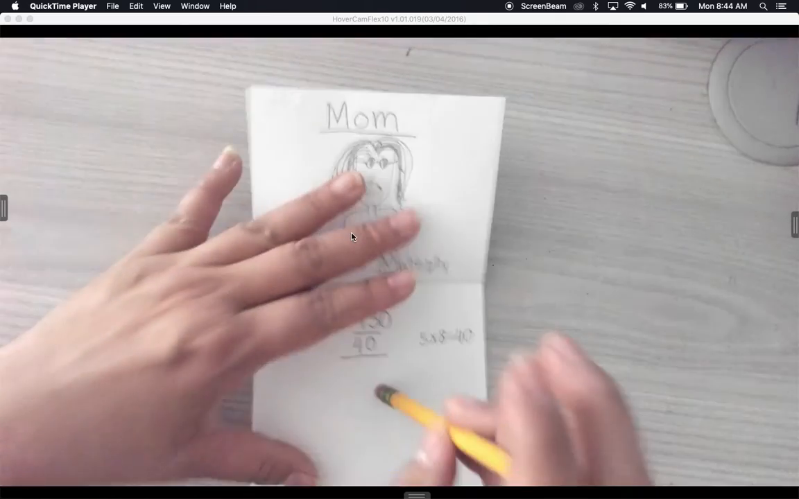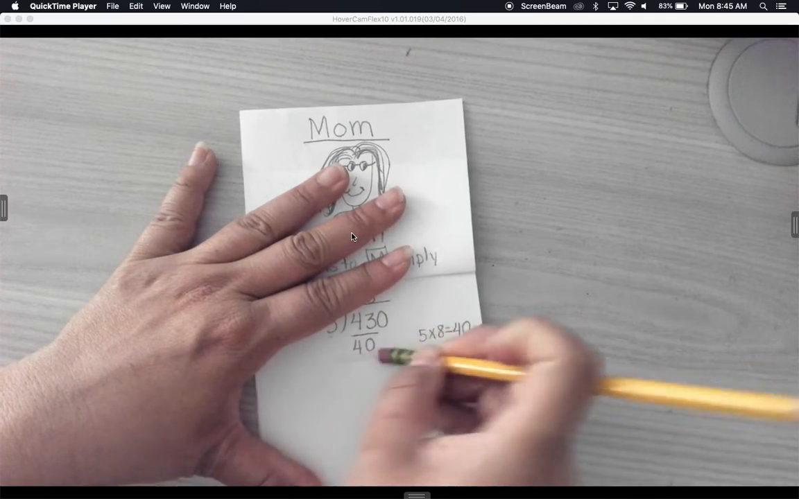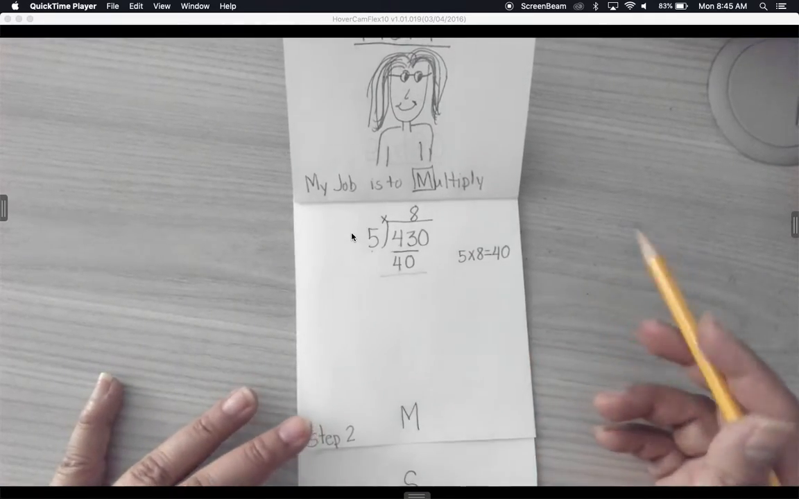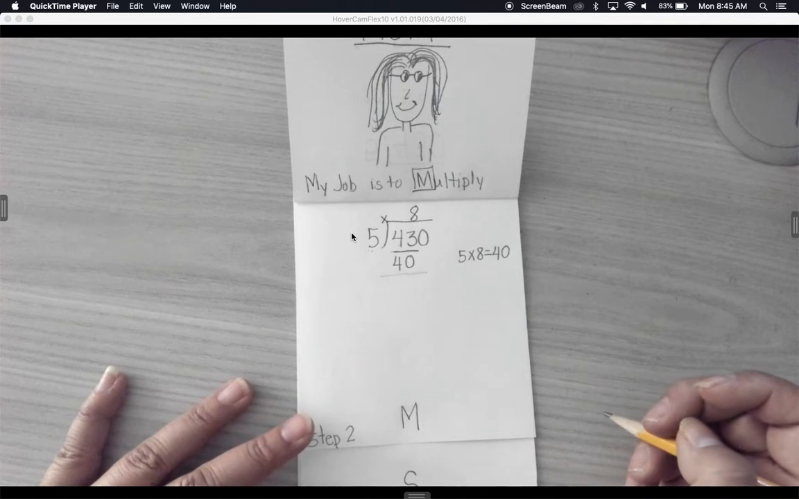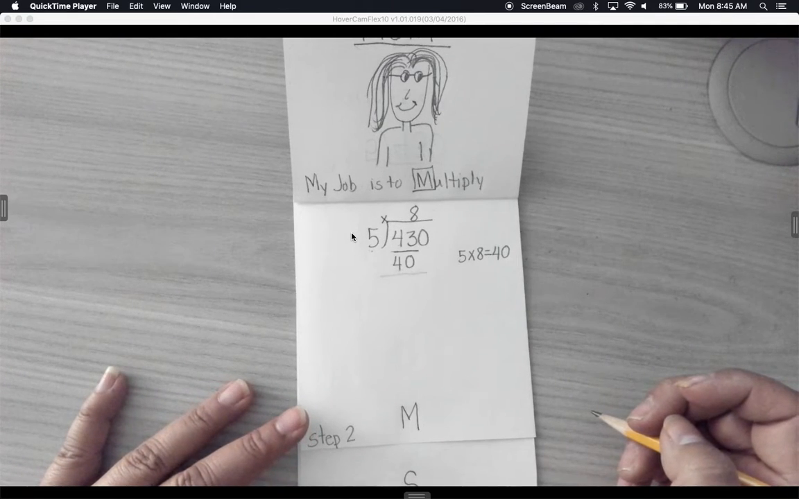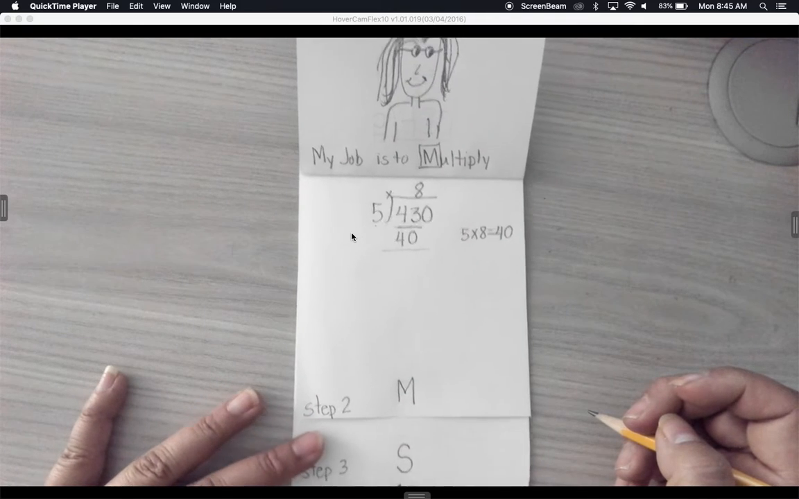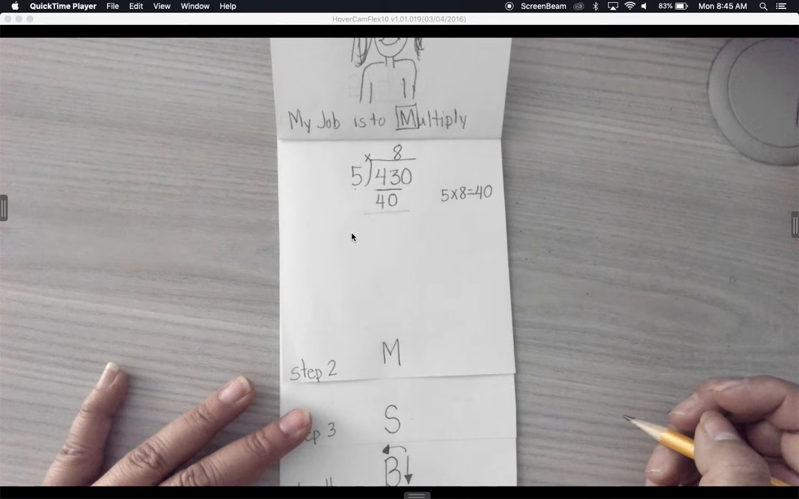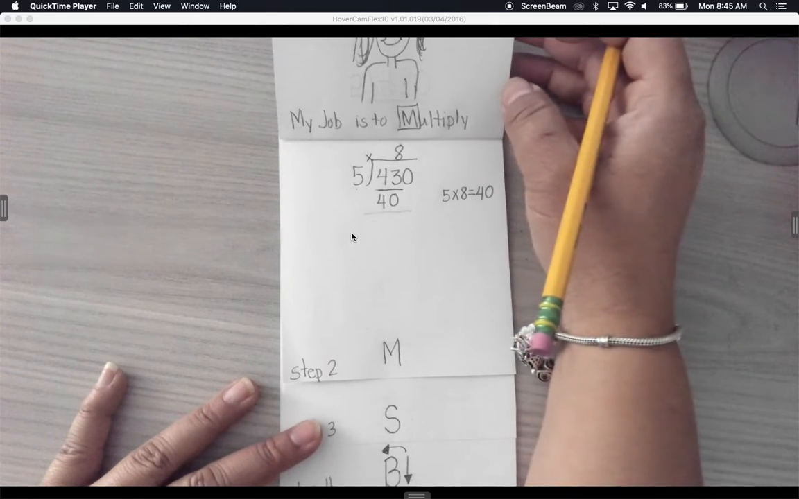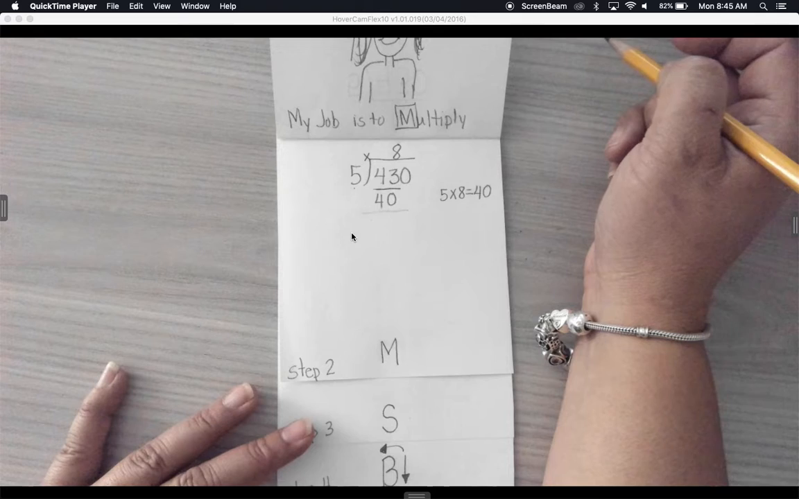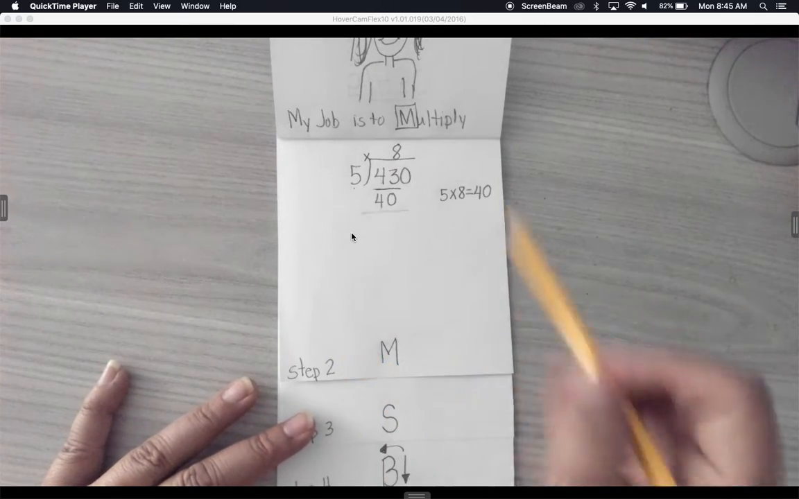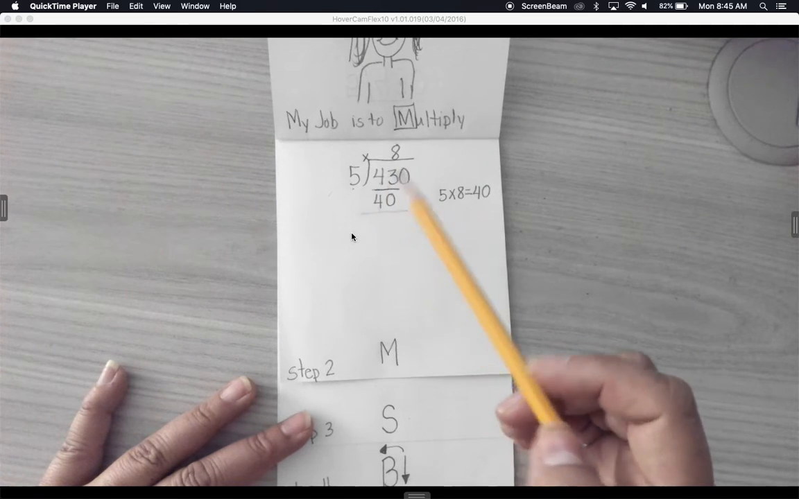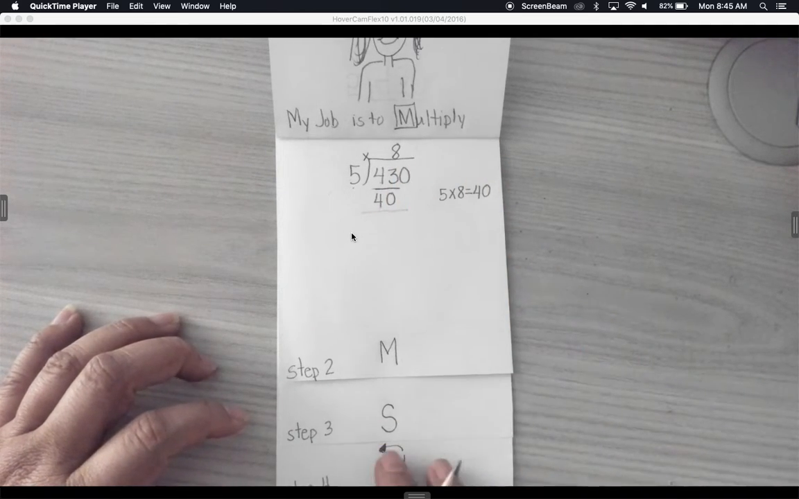Actually, don't write this yet, because that's sister's job. No, I'm saying that because it stands for baby. They both start with B. All right. So mom's job was to multiply. She multiplied this, right?